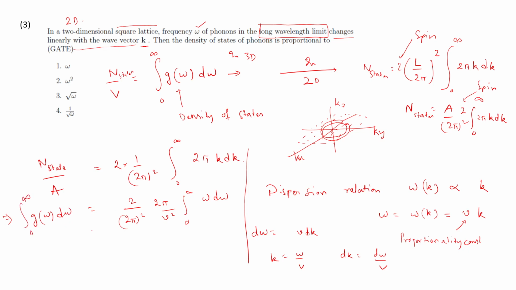Now if we compare these two, we get g of omega equal to 2 over 2 pi. So this 2 pi cancels one 2 pi, leaving v squared and omega, and we say v squared is a constant. So g of omega is directly proportional to omega. So the density of states of phonons is proportional to omega.